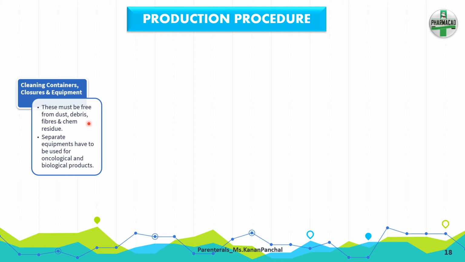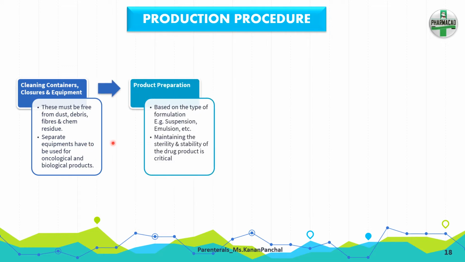Now parenteral production requires an exclusive set of equipments, equipments dedicated for the manufacturing of parenterals only. Moreover, if a company is developing or manufacturing oncological products, that is anti-cancer products, or biological products like steroids and all, separate equipments have to be used for every formulation, because cross-contamination cannot be afforded for such products.